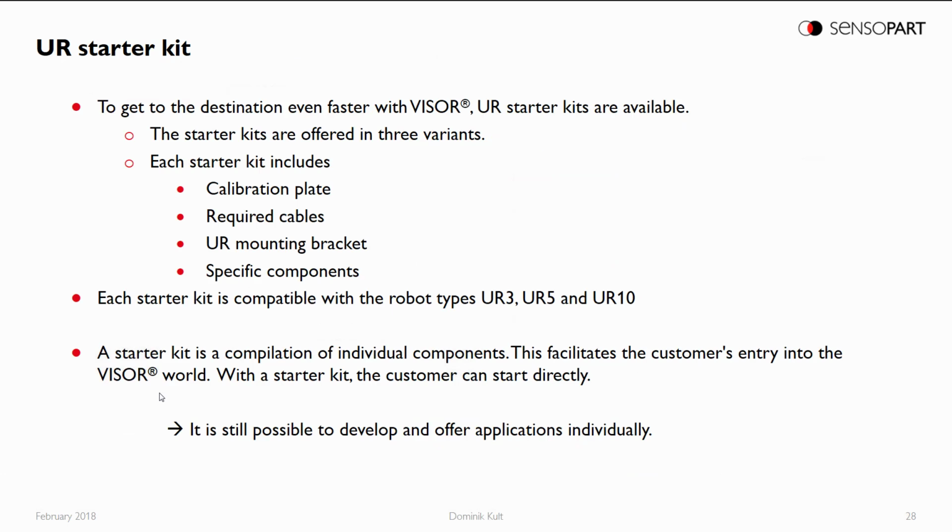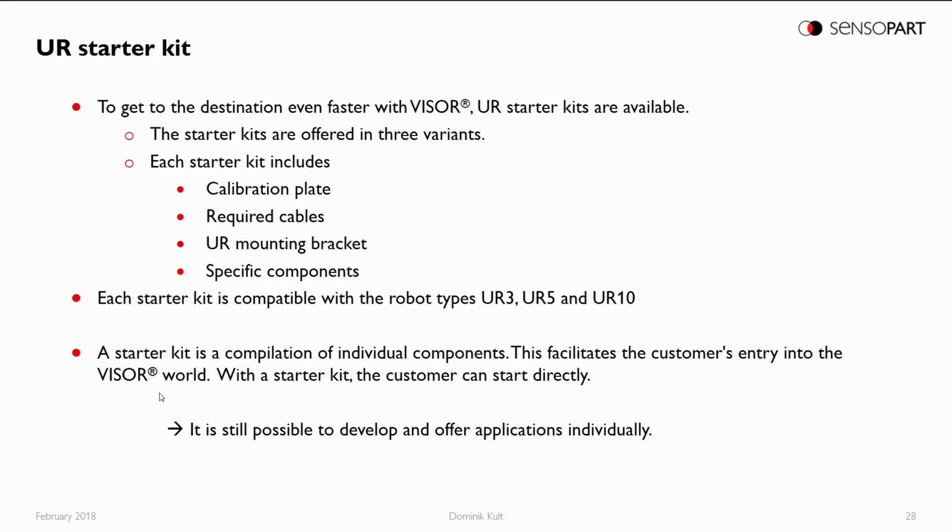Additionally, for customers who want to start with the VISOR and a UR robot, we offer some starter kits to reach the destination even faster with the VISOR. We have 3 different types of starter kits, but each kit includes a calibration plate, the cables you need, and the mounting brackets you need. The kits are a little bit different, and I will show you the content of the kits. Important to know is that each starter kit is compatible with the robot types UR3, UR5 and UR10. UR only offers these 3 types of robots, so you can have each kit for each robot.